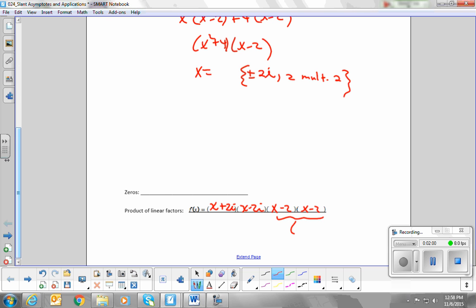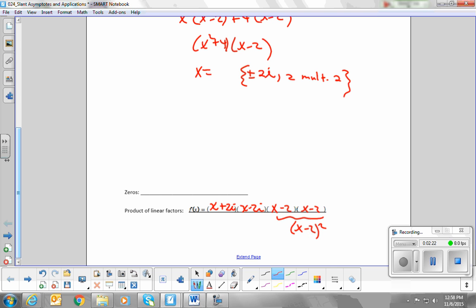Technically, you could write that as x minus 2, squared. But they wanted it... well, that's still a product of linear factors. It's still a linear factor, so that's fine. Okay, good. Let's go over your homework. And then we will continue with our rational functions package that we started yesterday.